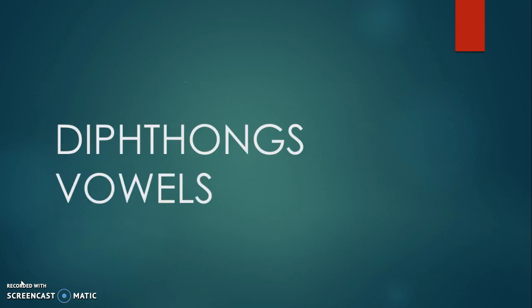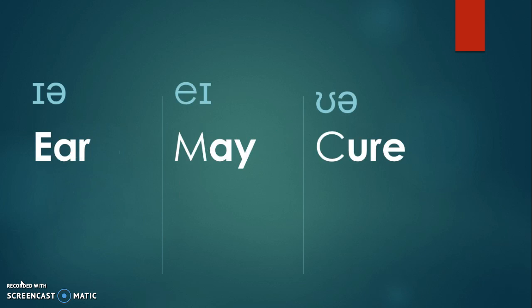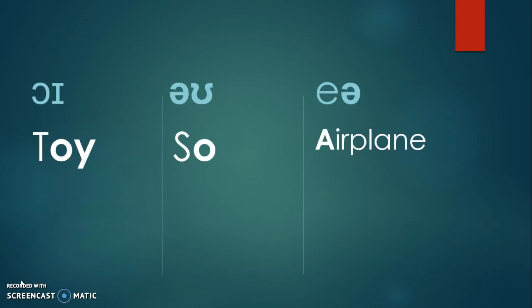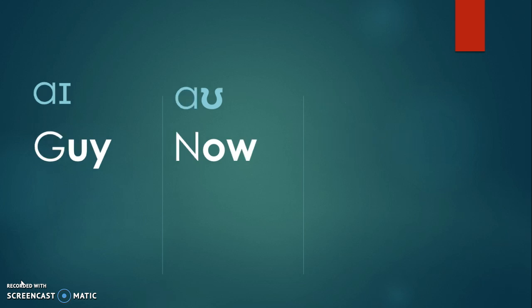The diphthong vowels. We have the ear for ear, the A in may, the ur for cure, the oi for toy, the O for so, the A for airplane, the I for guy, the ow for now.